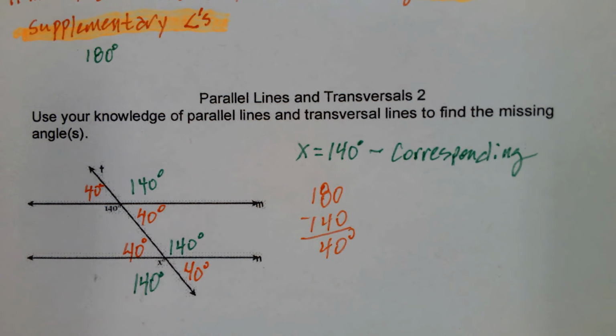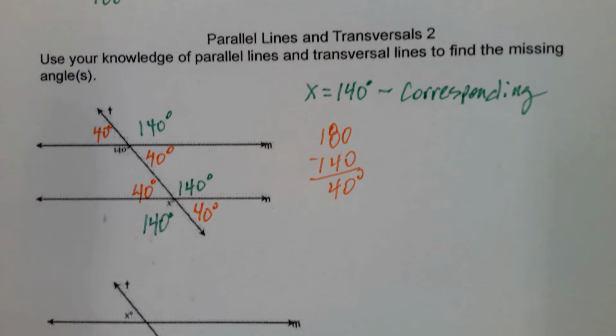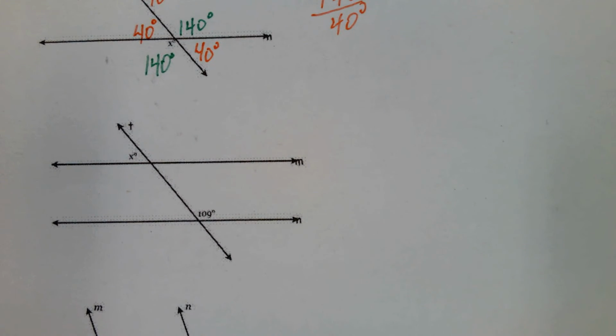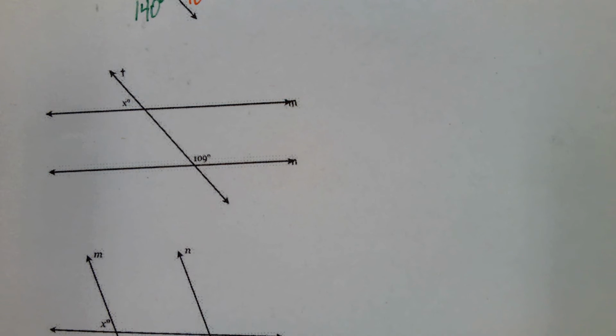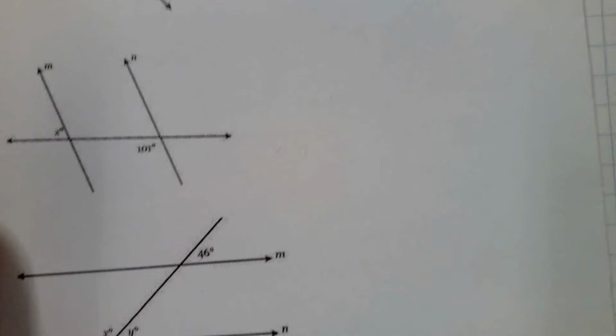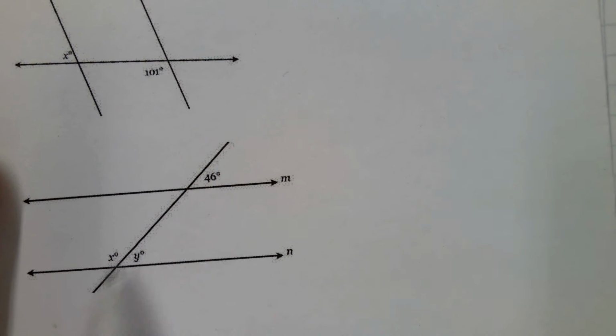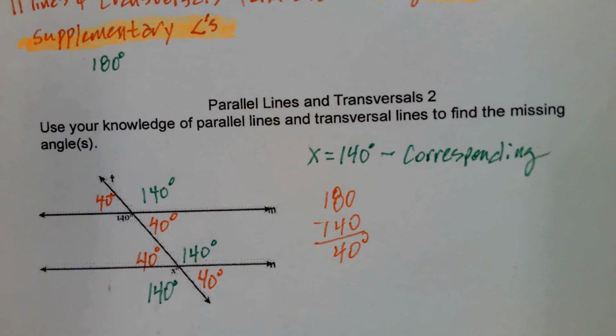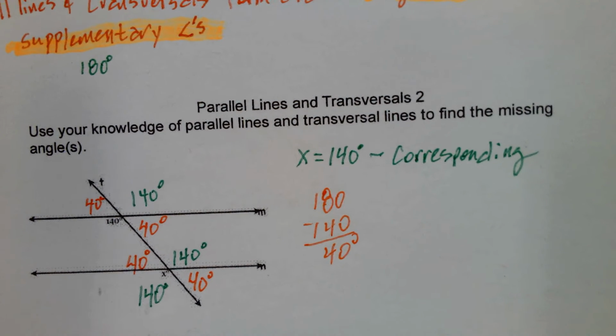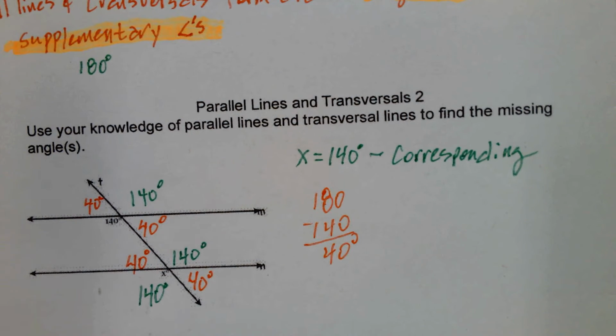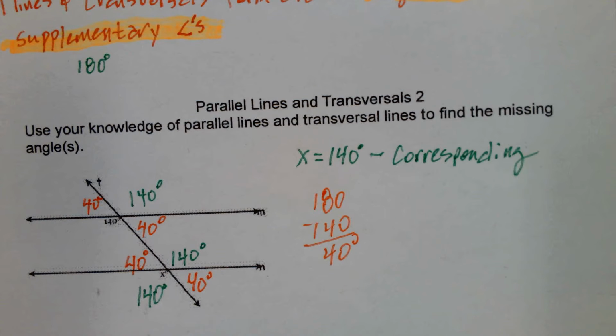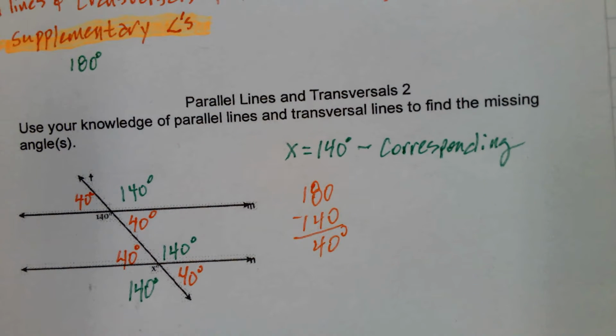So I'd like you to try that on the others. You've got 3 here to try. And on the last one, they're asking you to find an x and a y. So find all the angle measurements, just like we did here, on 1, 2, and 3 that follow. Okay? I'll give you a little bit of time.